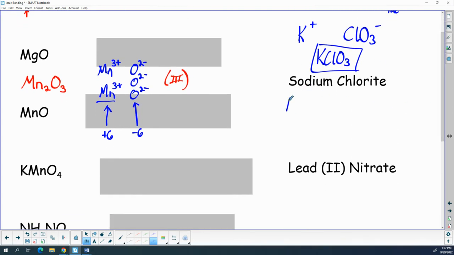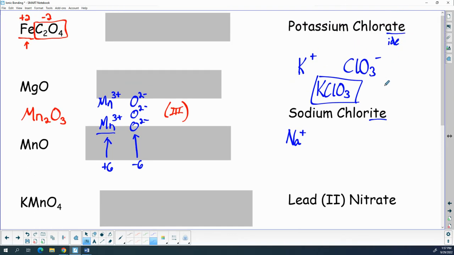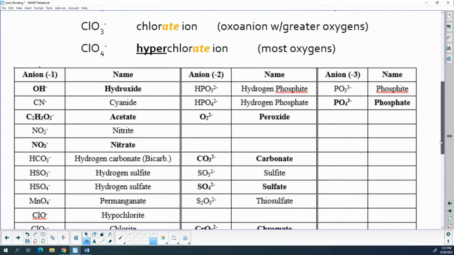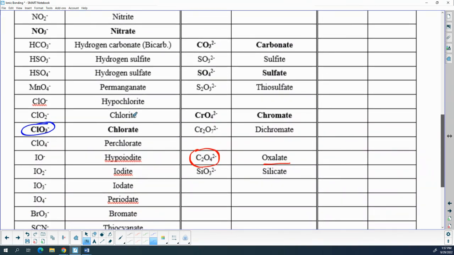Let's do our next one. Sodium, Na, is also a group 1. It's a +1 charge. Chlorite, again, this is not ide. Ide would mean we're attached to chlorine. So let's go to our polyatomic ions reference table again and look for chlorite. You'll find chlorite right above chlorate. Here it is. And chlorite is one less oxygen. And in general, for all polyatomic ions, the ite is one less oxygen than the ate version of it.